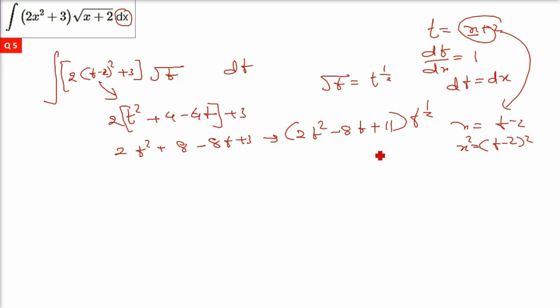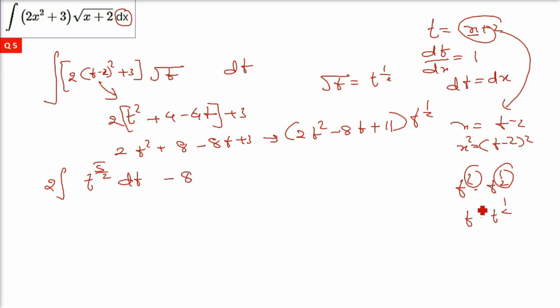And when the same base is multiplied, the exponents get added. So we have this 2 times the integration of t squared into t raised half. So t squared into t raised half, 2 plus half is 5 by 2, t to the power 5 by 2 dt. Minus 8 t into t to the power half: t raised 1 and t raised half is t to the power 3 by 2. This is integration. And we have 11 times the integration of t raised half.